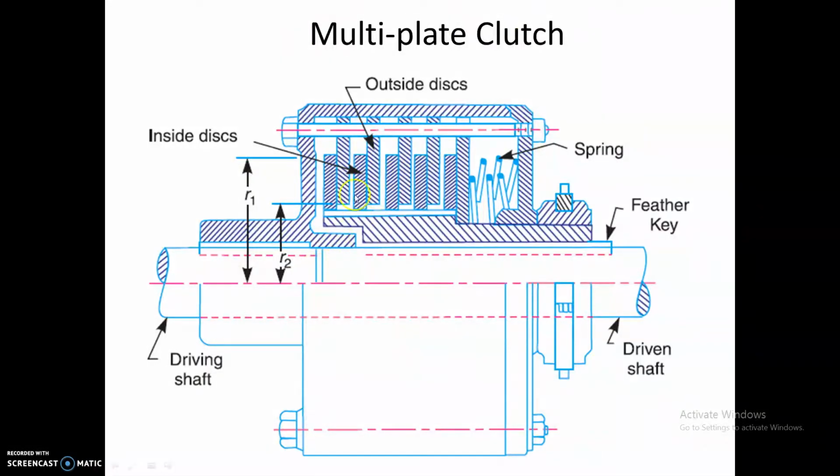These are the inside discs, these are the outside discs, this is the spring, this is the key. With the help of this key, the total assembly is connected to the shaft. This is the driven shaft, this is the driving shaft. So the driving shaft and driven shaft are connected with the help of this multi-plate clutch.